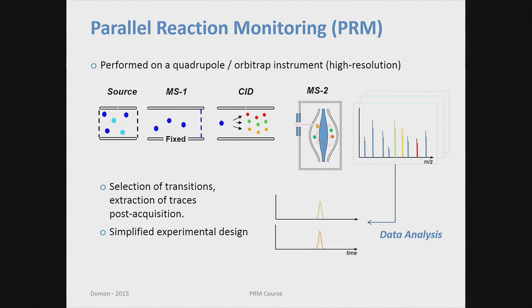So the front end, except for the technical difference that we have the collision cell at the end, in essence is very similar in principle to a triple quadrupole SRM experiment. Right? Selection of the precursor, fragment ions. The difference here is that we measure all fragment ions at once. And post-acquisition, we have all these spectra, and we can extract the ion traces.